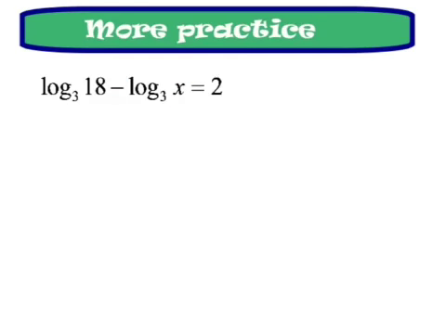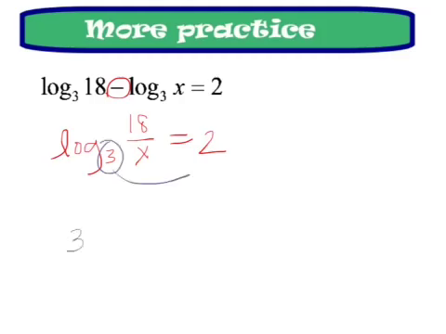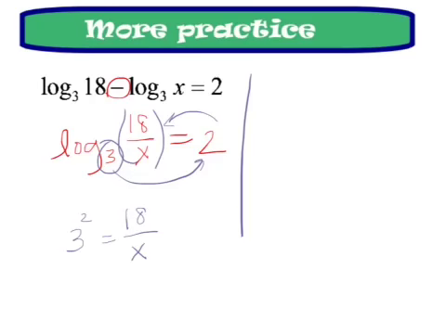In this next example, we have subtraction, so I will condense this down to one logarithm, and the subtraction will turn into division, so it becomes 18 over x. And then from there, once I'm down to one logarithm, I can start with a base and say 3 squared equals this whole entire expression, 18 over x. And now I can solve this.